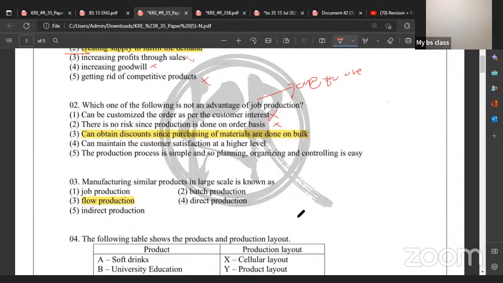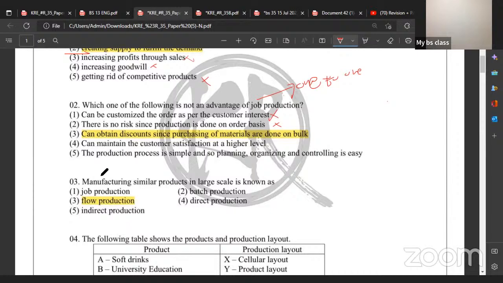So then you cannot obtain any discount because you cannot purchase in bulk, because you cannot predict their next order. So yes, you have to go with that. Let's see the rest of the options as well. Can maintain the customer satisfaction at a higher level. Yes, that's one of the advantages.